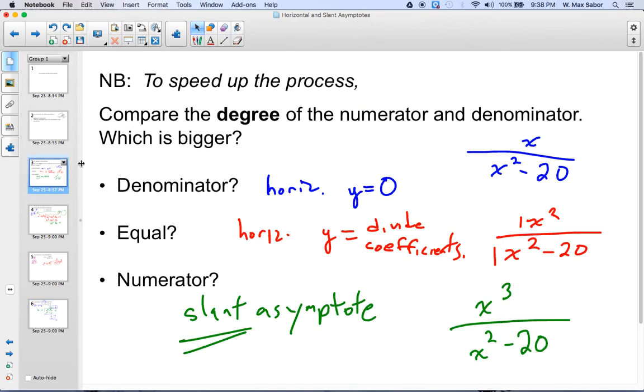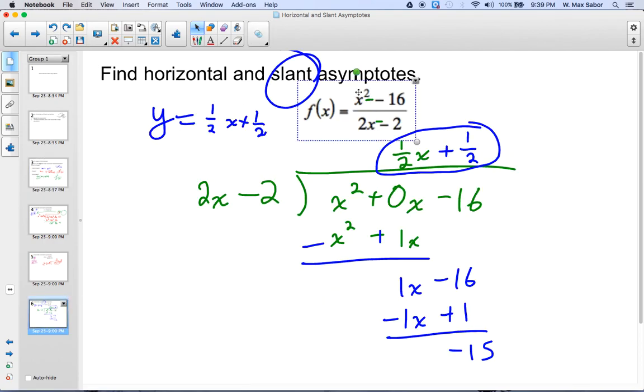So there's our example of the denominator being larger means that it's a horizontal asymptote. When they are equal, you should be dividing the coefficients, and that last case was a case where we had a slant asymptote because the numerator had the higher degree, x squared over x to the first.